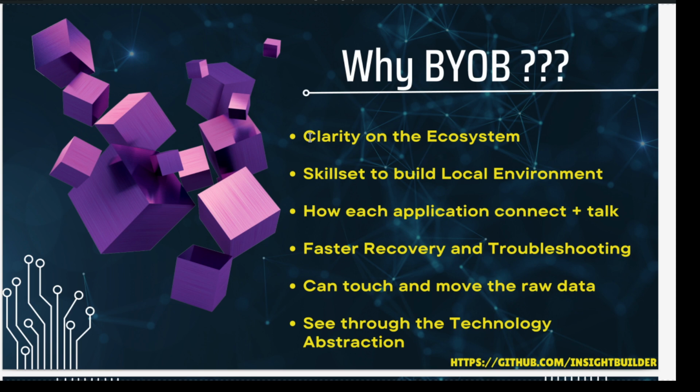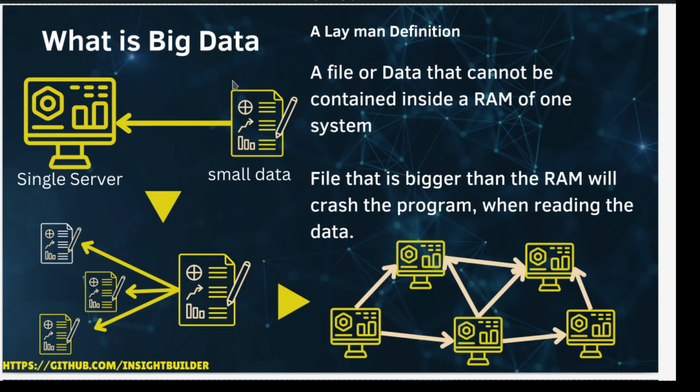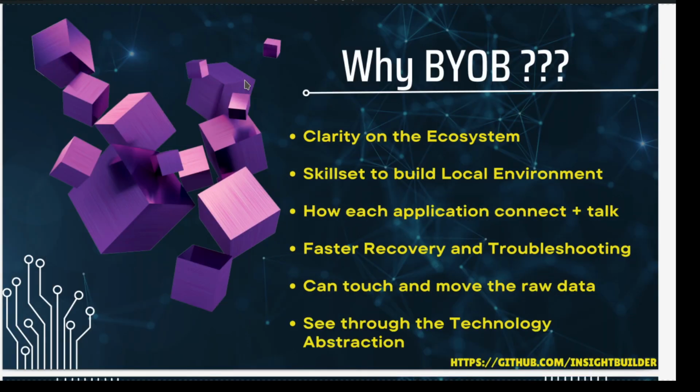And finally, there are two more important points that I wanted to highlight here. You can touch and move the raw data. What I mean by touch and move the raw data: let me go back to a previous slide. I told you that the nodes in the big data cluster hold the divided files, correct? What if you want to see the divided files? What if you want to move around the files that have already been divided? That level of control you will get once you understand and build your own big data warehouse. And finally, see through the technology abstraction.